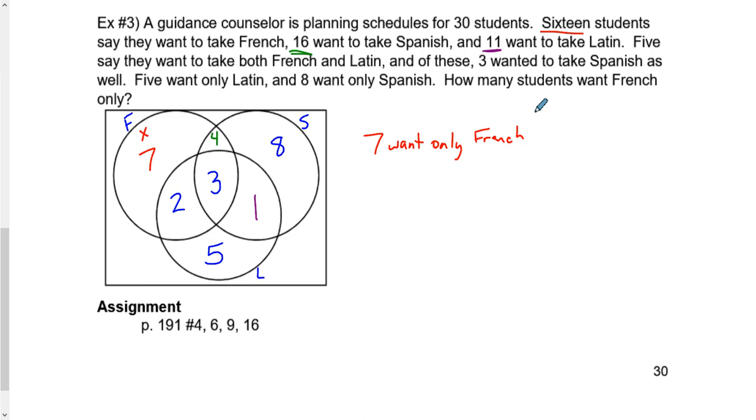7 want only French, sorry, not France. All right, that should be good. If you want to work on it using the formula, it's not too bad. If you want me to show you, just ask me. But have fun.